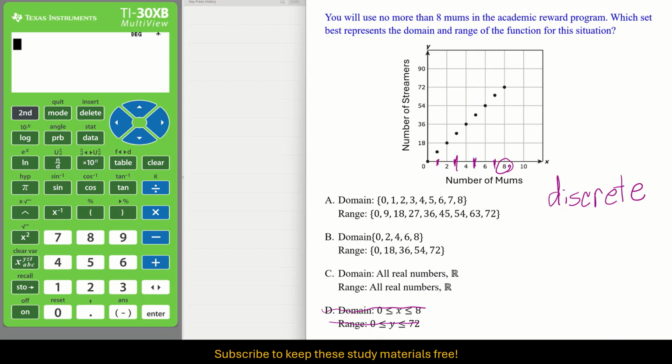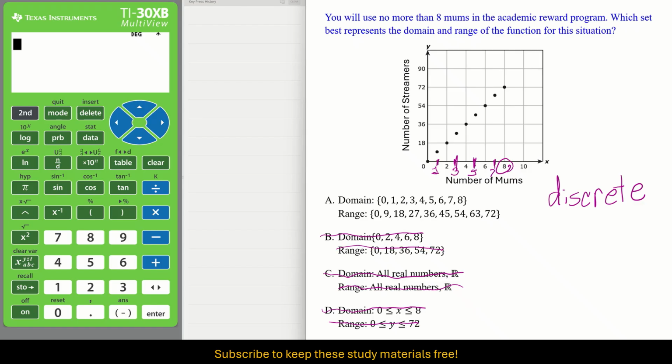Our domain is just 0 to 8 mums. No less than 0 mums, no more than 8 mums, and it would be whole mums. So we cannot have all real numbers because we have a restriction on our domain. And then B is incorrect because it doesn't take into consideration what our graph is assuming. It only gives us even numbers, and we assume the odd numbers in between. So that would eliminate option B.